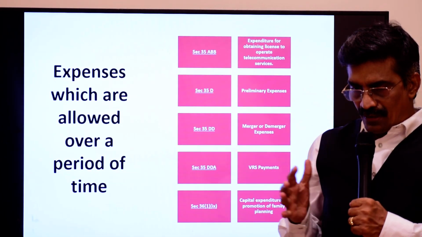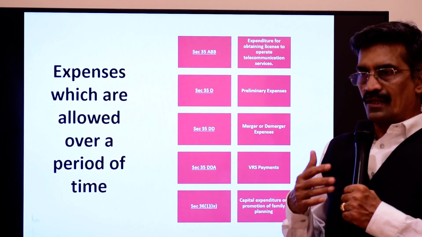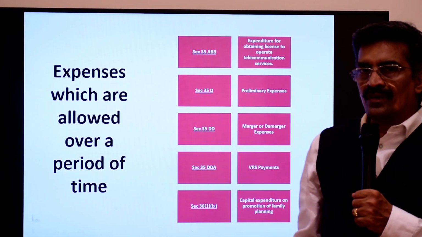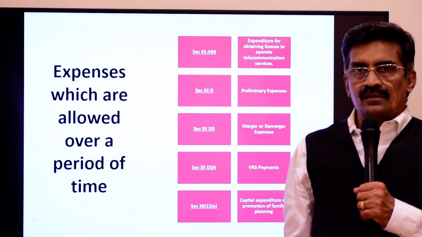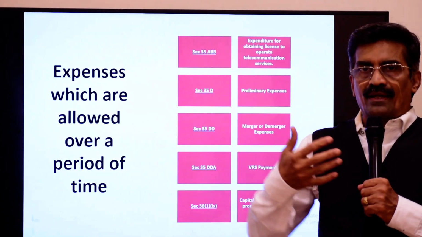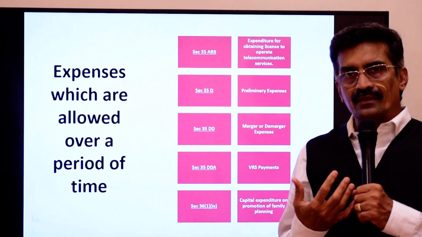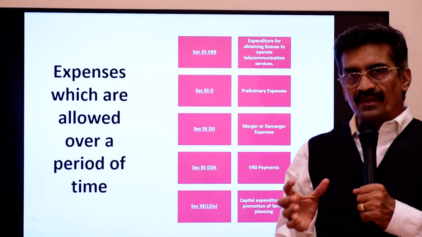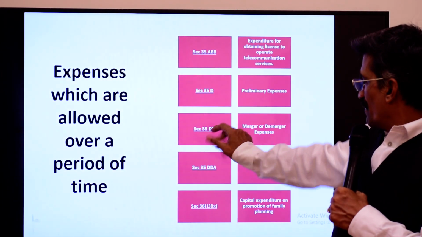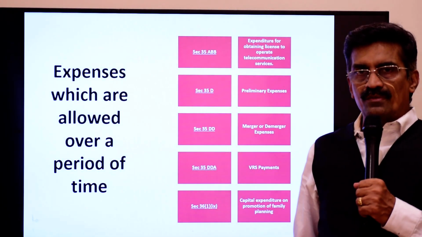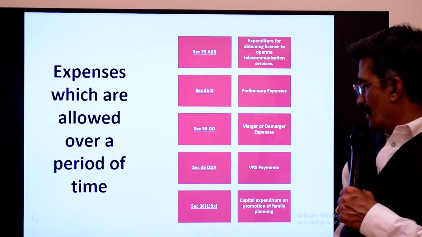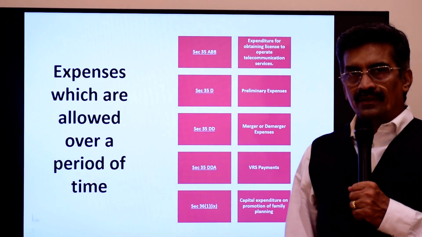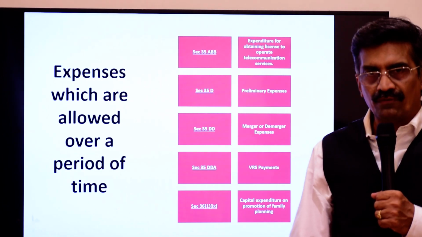So we'll once again look at the expenses which are available over a period of time, section wise. 35ABB: expenditure of a capital nature paid for acquiring a telecom license. 35D: preliminary expenses. 35DD: merger or demerger expenses. 35DDA: VRS payments, and 36(1)(ix): capital expenditure on promotion of family planning.